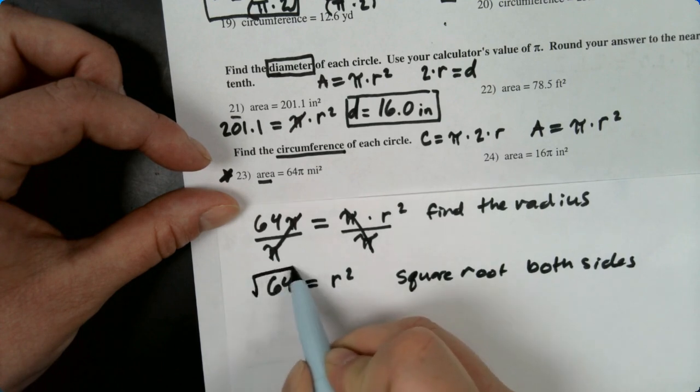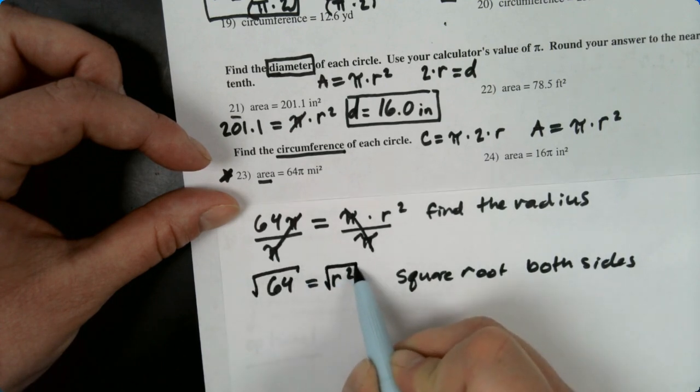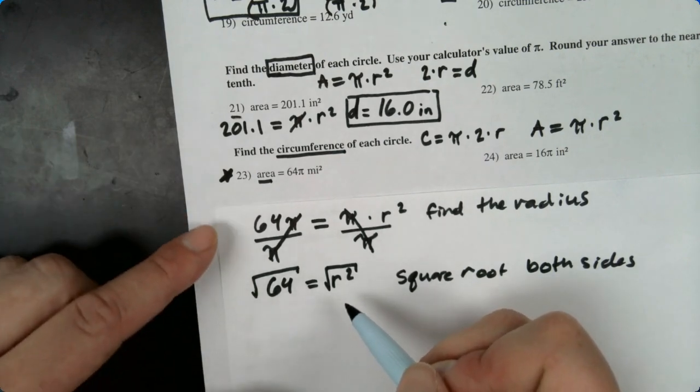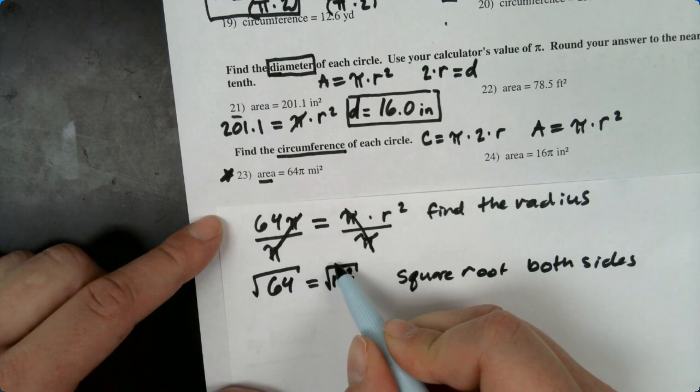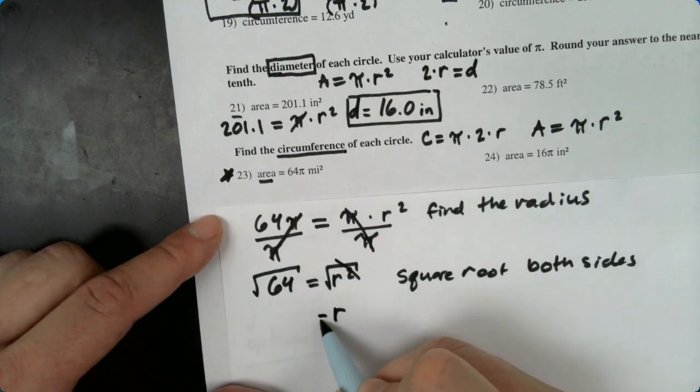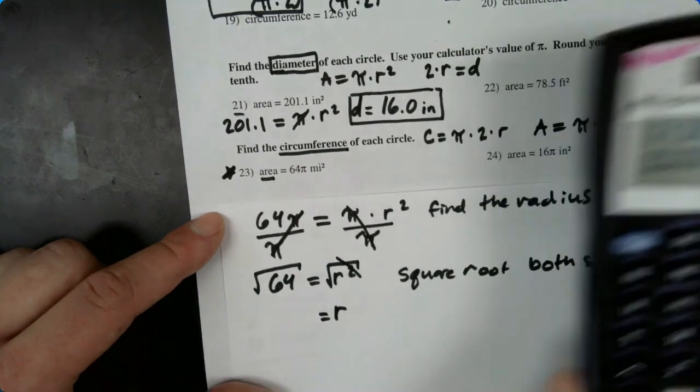So I'm going to take the square root of 64 and the square root of r. Remember, the square root cancels out the squared. That's why we're doing the square root. The square root and the squared are opposites, so we're going to cancel that out. And so r equals, we can just type it in.